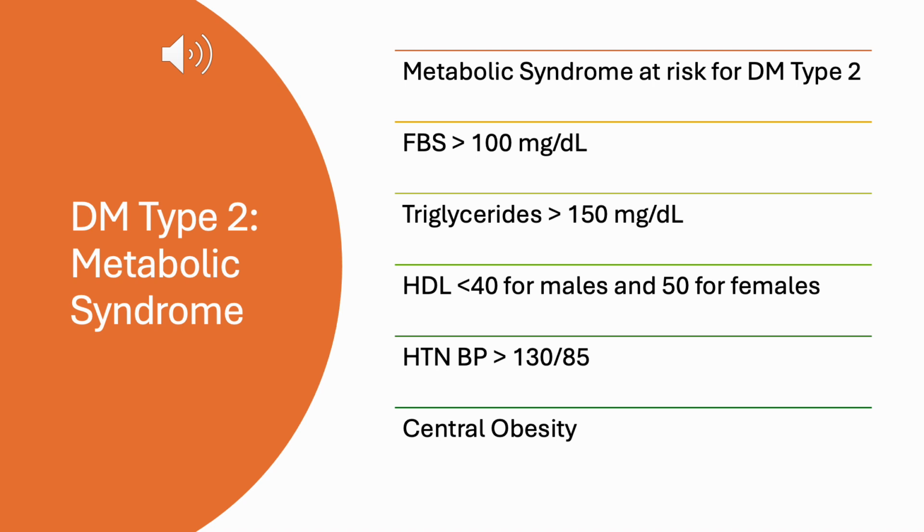Metabolic syndrome is a risk factor for type 2 diabetes, and the characteristics include a fasting blood sugar greater than 100, triglycerides greater than 150, HDL, which is the happy cholesterol that we want to be higher, not lower, is less than 40 for males and less than 50 for females. And you can drive that up with exercise. Also, having a blood pressure greater than 130 over 85 is a risk factor. And people that carry abdominal fat, so fat in their abdominal area, is called central obesity. So they will also be at risk for type 2 diabetes.